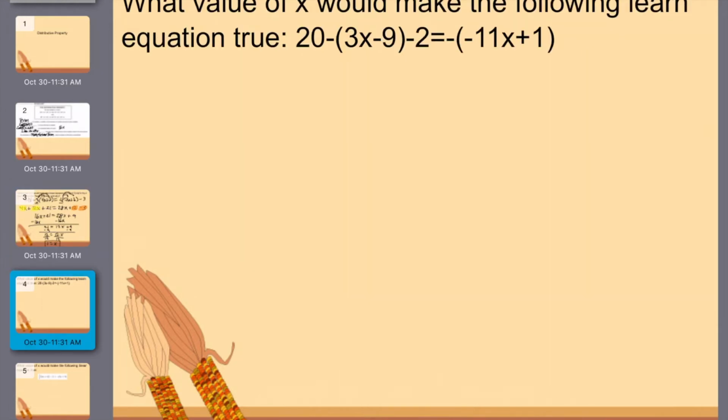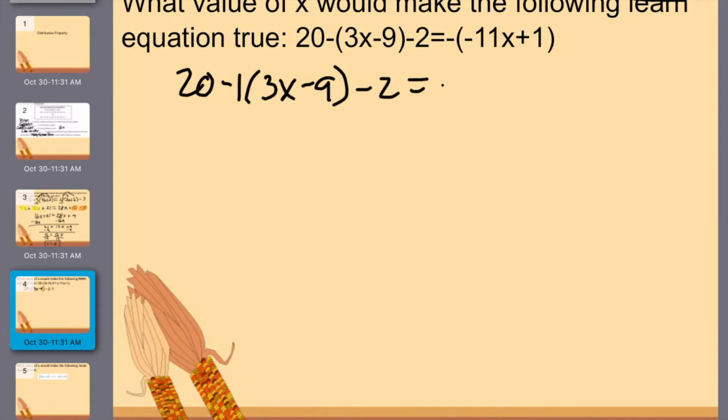What value of x would make the following, that's supposed to be a linear equation, true? So 20 minus the quantity 3x minus 9, minus 2, equals minus the quantity negative 11x plus 1. In this example, it's really important for us to know that behind this minus sign in front of my parentheses, there's actually a 1. So it's almost like it's a negative 1 that's being multiplied through.